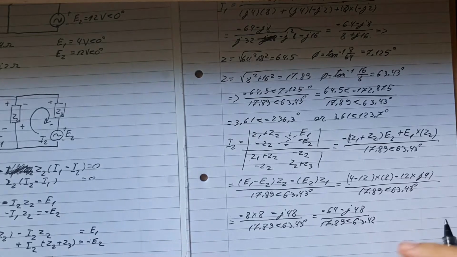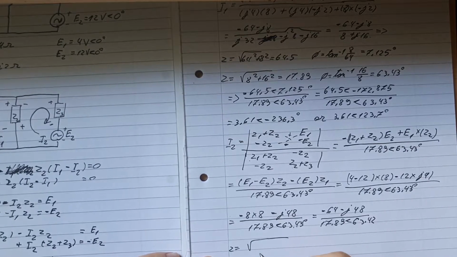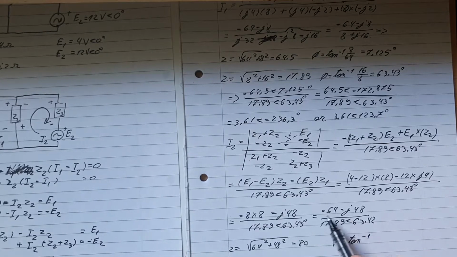Alright, now we just have to rearrange this to make it into polar form. So Z will be equal to the square root of 64 squared plus 48 squared, that equals 80, and then the angle is equal to tan inverse. Remember, both values are negatives, so they will just cancel each other and become positive, so that will be a positive 48 divided by 64. That's equal to 36.87 degrees.